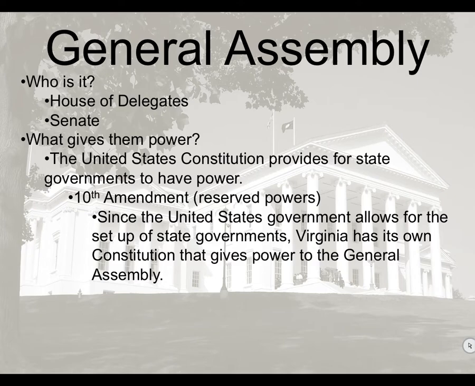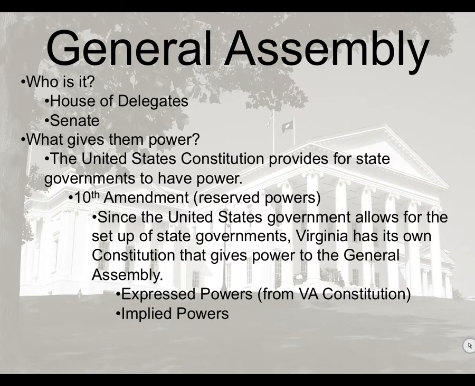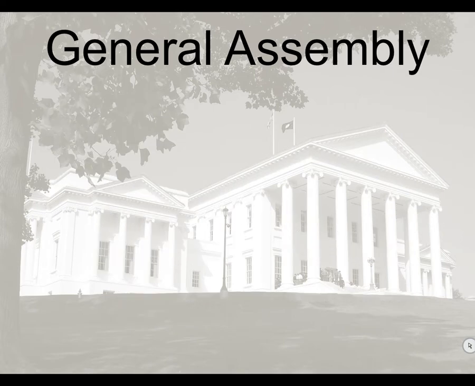Because the U.S. government allowed for the setup of state governments, Virginia has its own constitution that gives power to the General Assembly. So in the Virginia Constitution, there are express powers, specific powers that the General Assembly has, but it also has implied powers that help it carry out express powers, just like the national government.